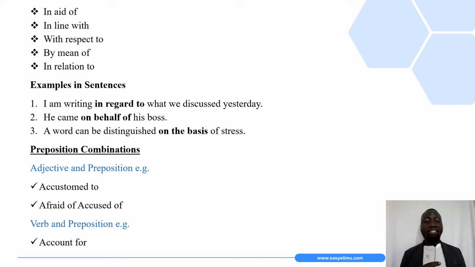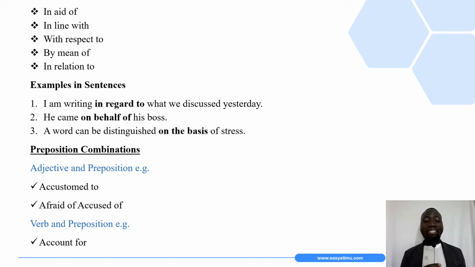So looking at the first example, accustomed, that is an adjective, then to is a preposition. So the two words form a complex preposition. So in the second example, we have afraid of. So afraid is an adjective, of is a preposition. Then lastly, we have accused of. So accused is an adjective, then of is a preposition.